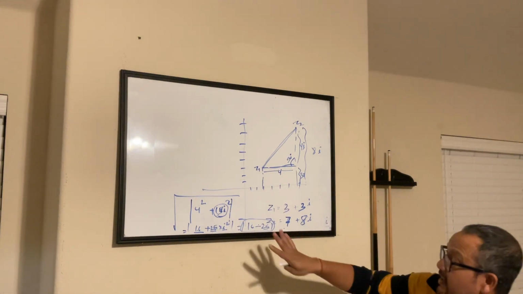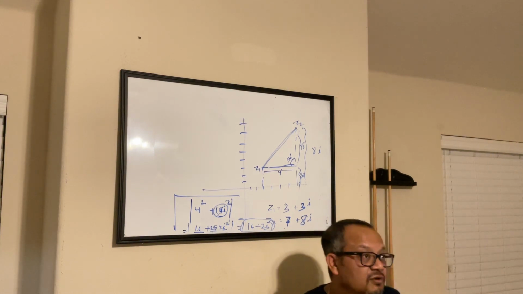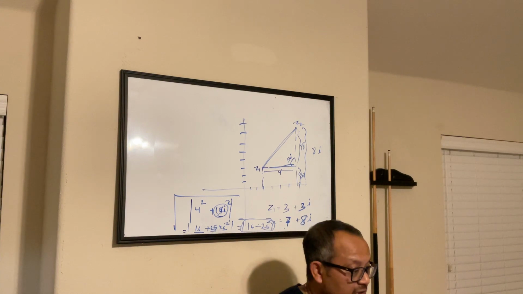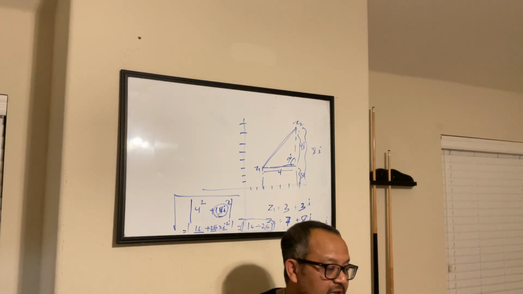So this was about finding out the distance between 2 points. So you have a complex number, how do you plot it? If you have two complex numbers, how do you plot them? How do you find the distance between them? How do you find the midpoint? These are some of the things that we'll be dealing with.